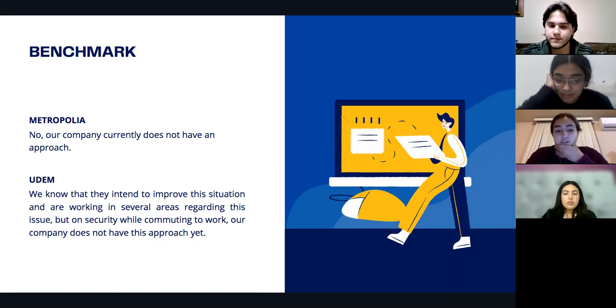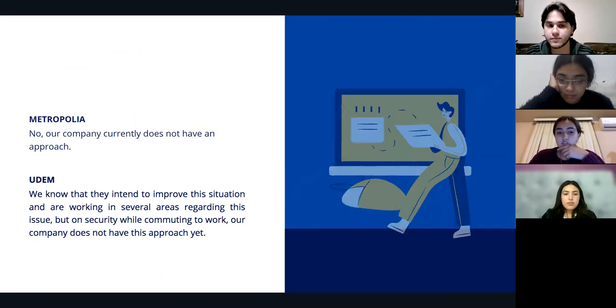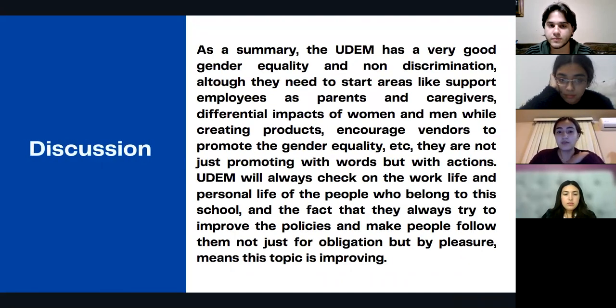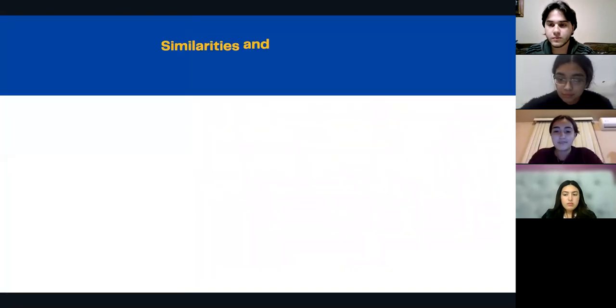So about the benchmark, we know that they intend to improve the situation and are working in several areas regarding this issue, but on security while committing to work, our company does not have this approach yet. And well, this is the discussion about Metropolia and about UDEM. Just as a summary, we know that they're improving the areas that are in need, but they need to keep improving those areas.